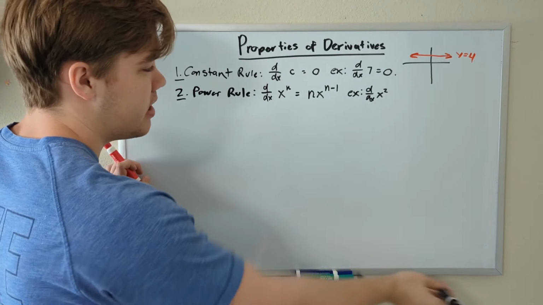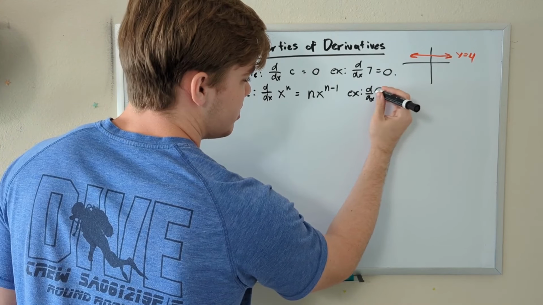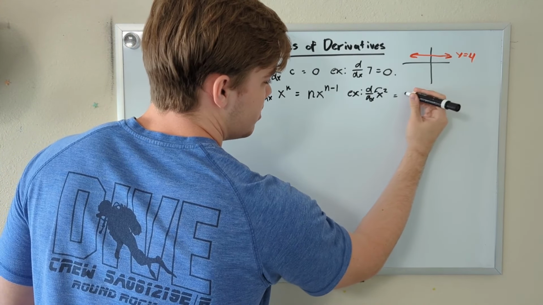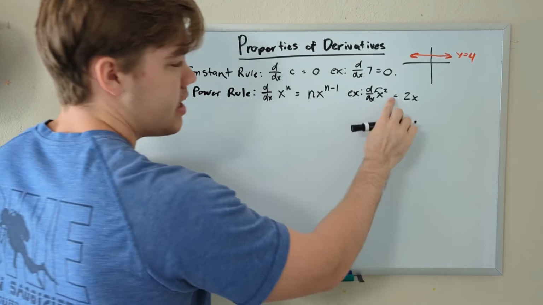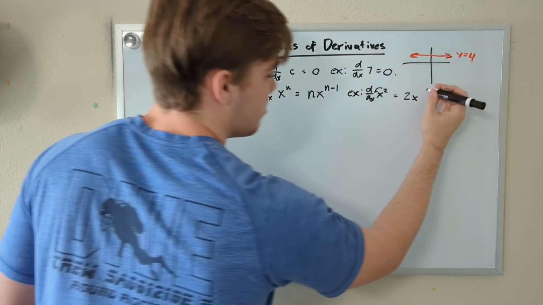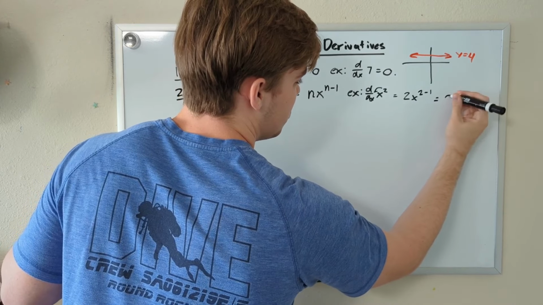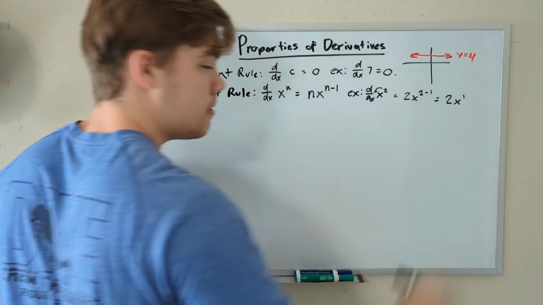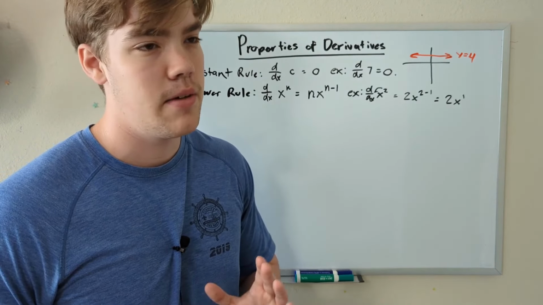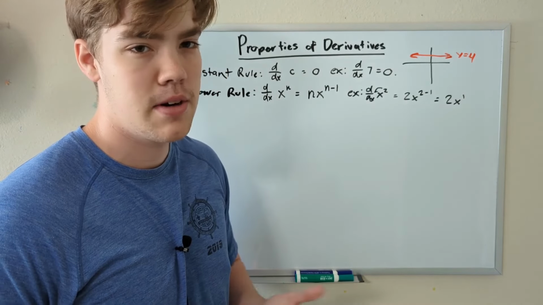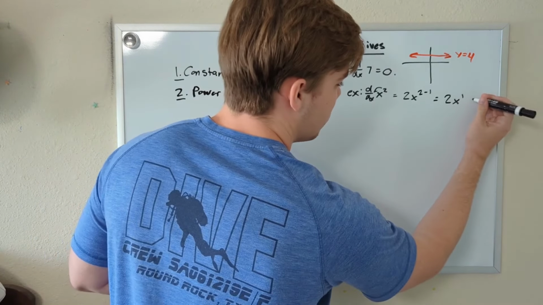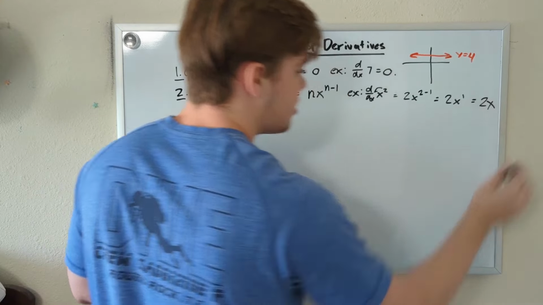Now we can make this really easy. First, we want to bring this 2 to the front. So it would be 2 times x, and then our new exponent we just subtract 1 from. So we take the old exponent, which is 2, minus 1, which gives us 2x to the first power. Anything to the first power is just whatever the original number was. So x to the first power is still just x, therefore we don't need to write that power, it's just 2x. So that's the power rule.